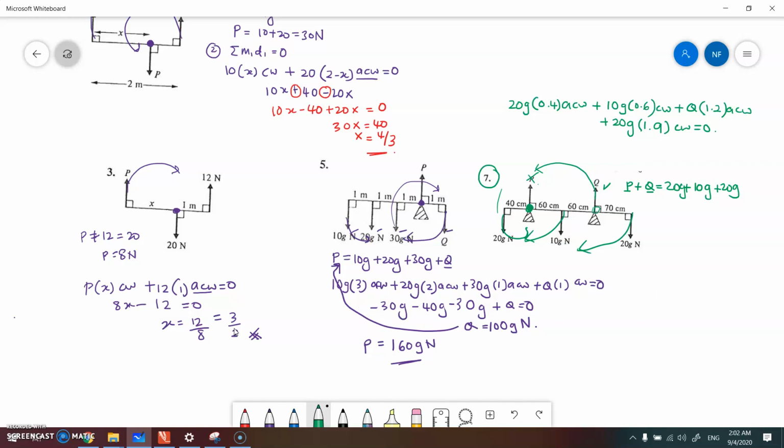So you only have one unknown. So you just simplify. Let's say anti-clockwise is negative, clockwise is positive. So we'll get Q is 30G Newton. And then when you substitute Q here, your P will be 20G Newton.